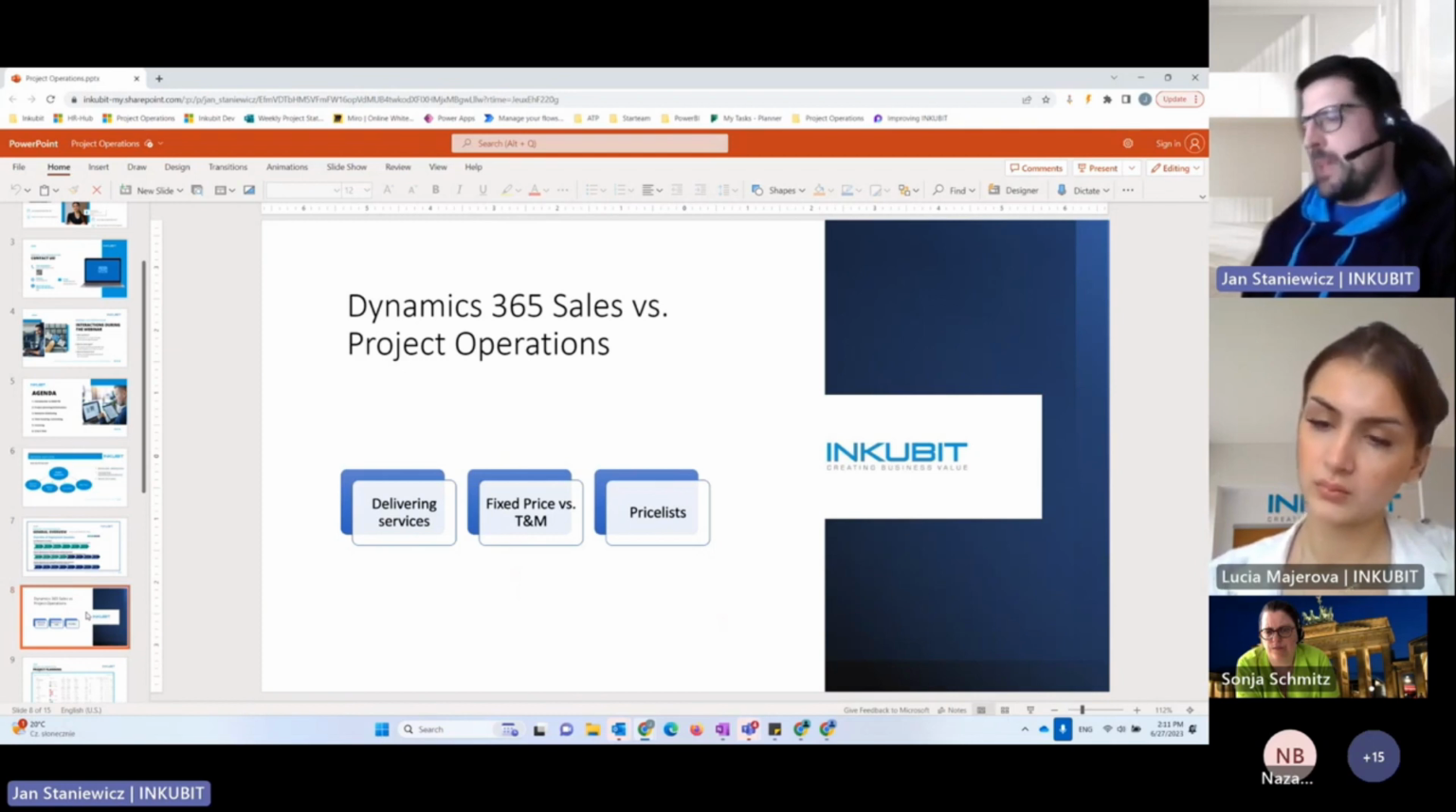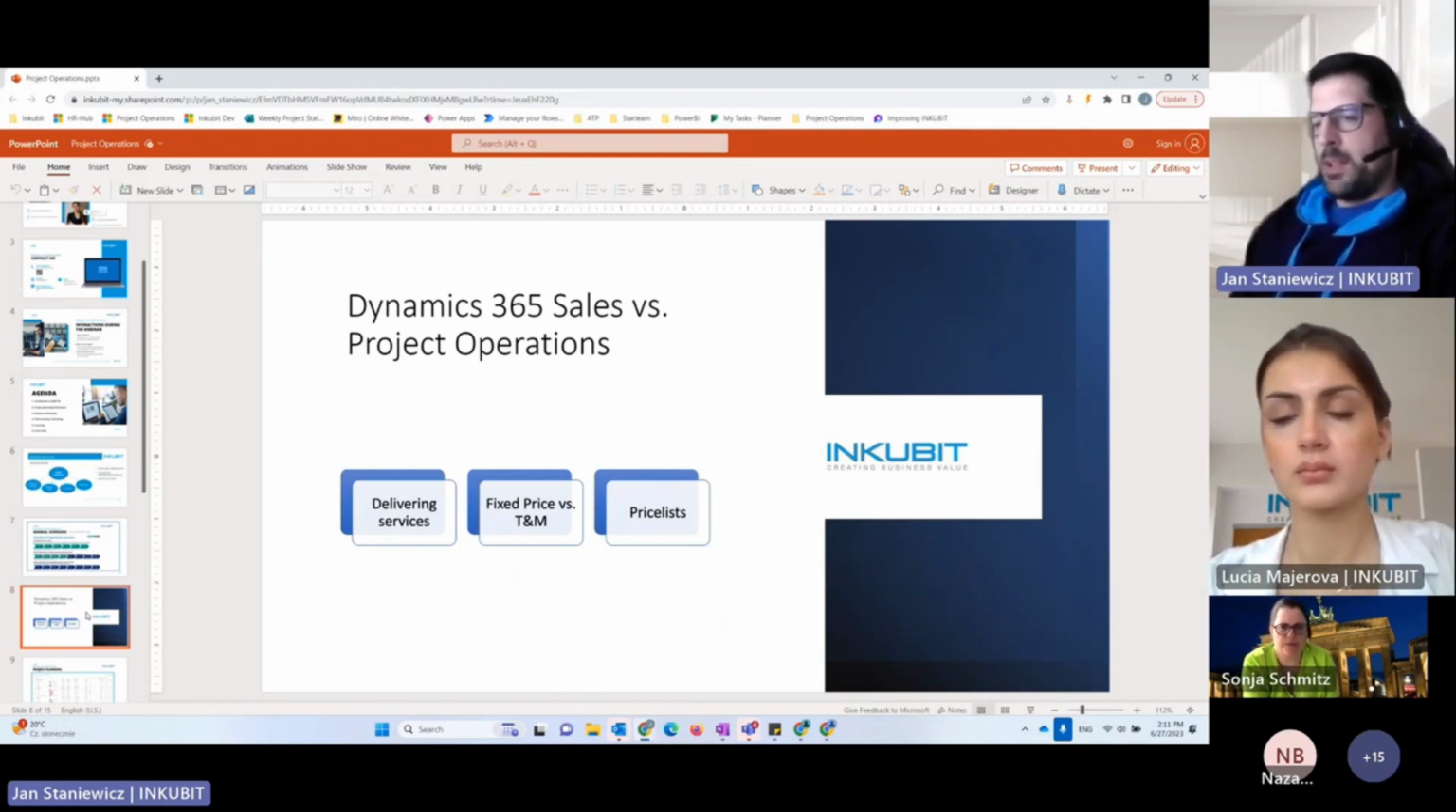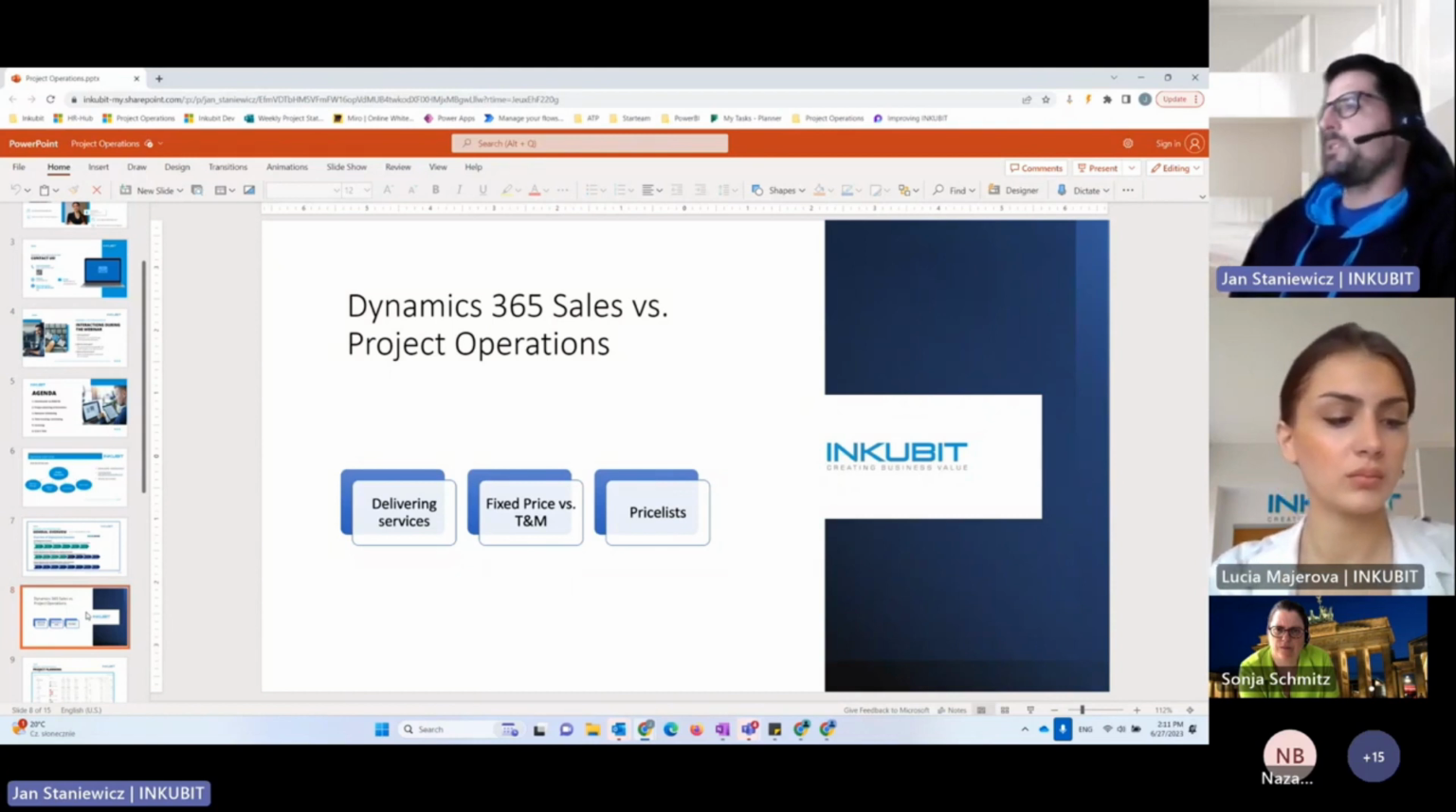So the concept is the same. We are still going through the process of creating a sales opportunity, creating a quote, creating a contract. This is universal, but here we are not focusing on actually selling goods. We are focusing on selling services.